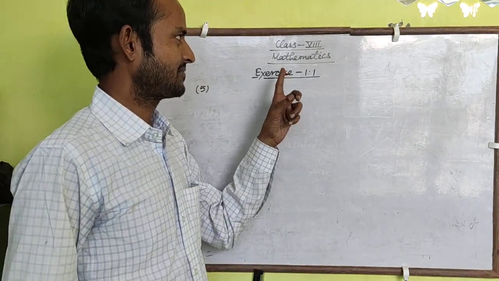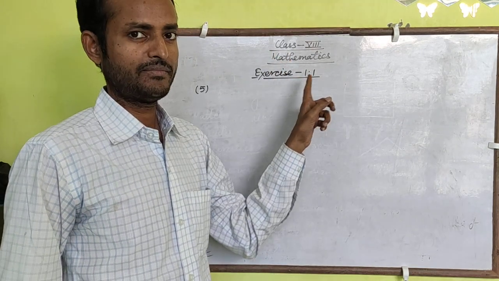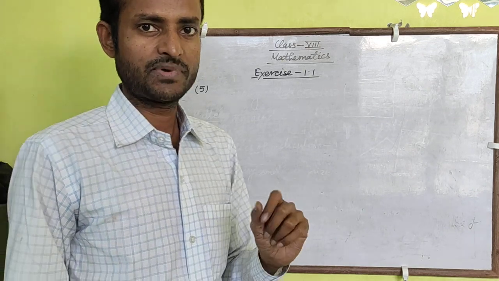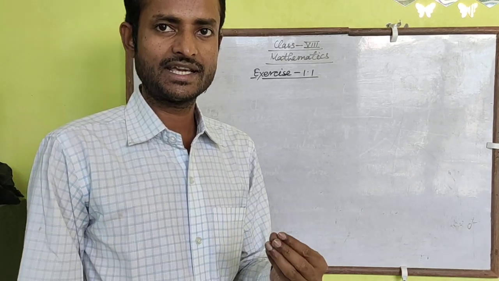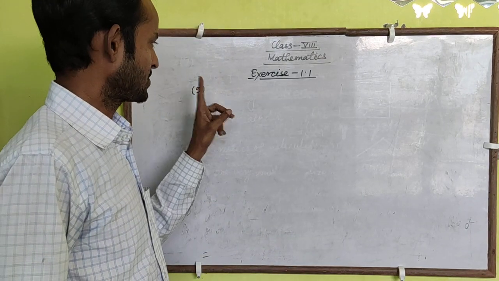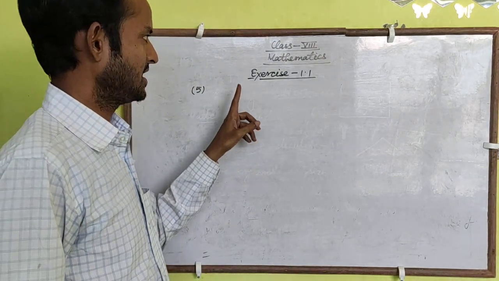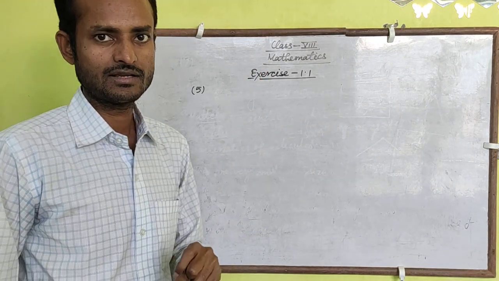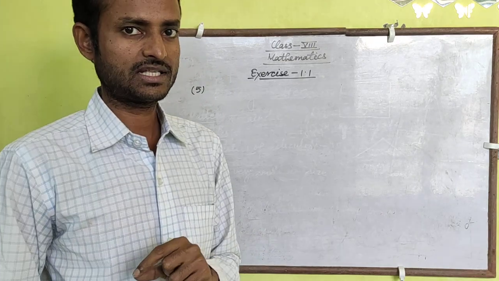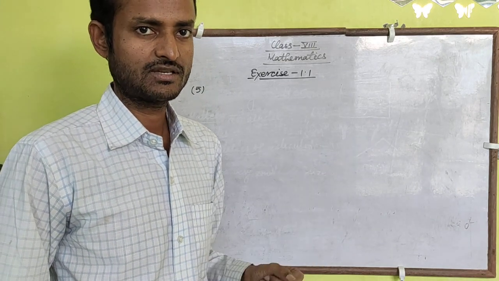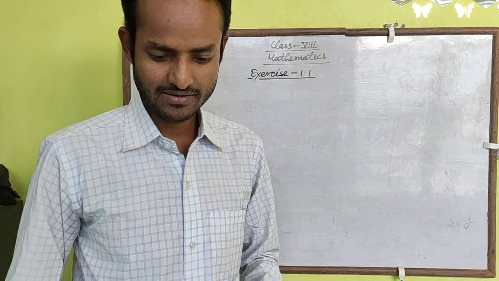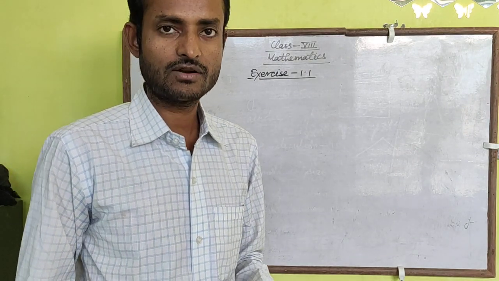Today we have to discuss class 8 mathematics exercise 1.1. In the previous lecture we have already considered questions 1 to 5 in the mathematics section of rational numbers. Today we have to discuss the remaining questions. Here, question number 5. The question says: express in standard form.